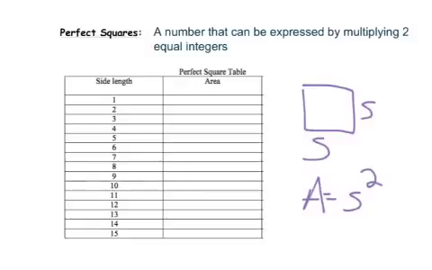That's all you're doing, and like we told you yesterday, you need to memorize this perfect square table for your test. So 1 times 1 would give you 1, 2 times 2 is 4, 3 times 3 is 9, 4 times 4 is 16, 5 times 5 is 25, 6 times 6 is 36, 7 times 7 is 49, 8 times 8 is 64, 9 times 9 is 81, 10 times 10 is 100, 11 times 11 is 121, 12 times 12 is 144, and so forth, 169, 196, and 225.